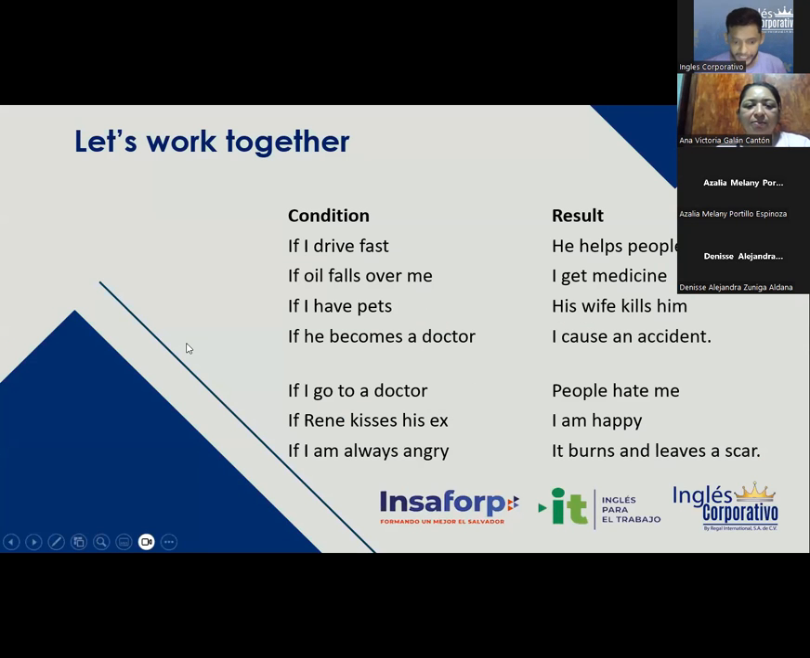Ahí estamos. Pues sí, iniciamos. People, let's begin. I'm going to give you 4 minutes to complete this activity. 4 minutes. Oh, número uno era esta. If I drive fast, I cause an accident. Okay? People, let's match the other ones.